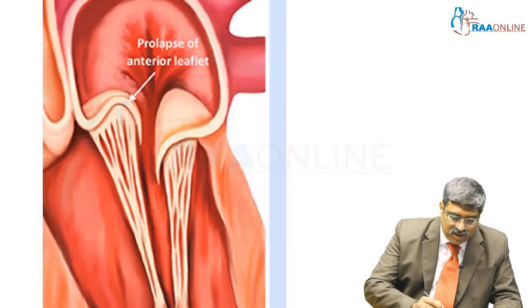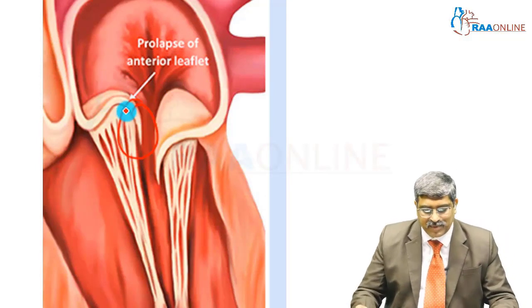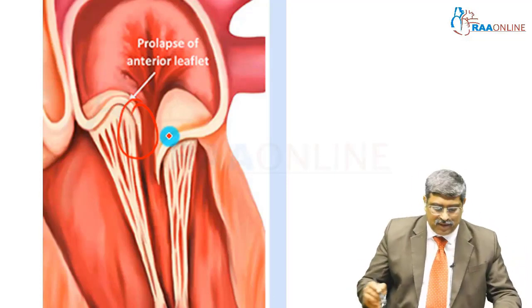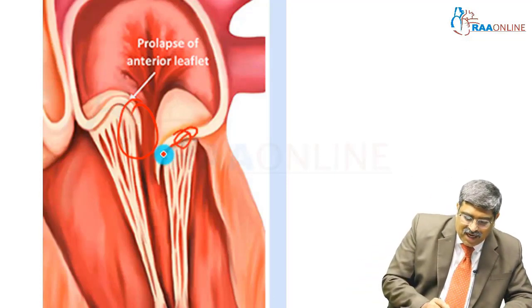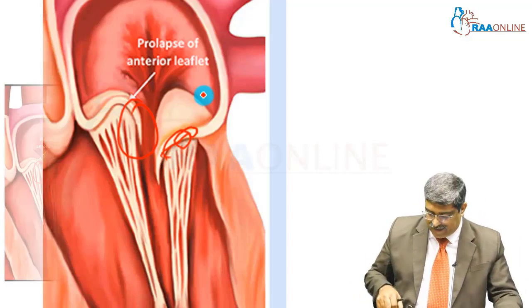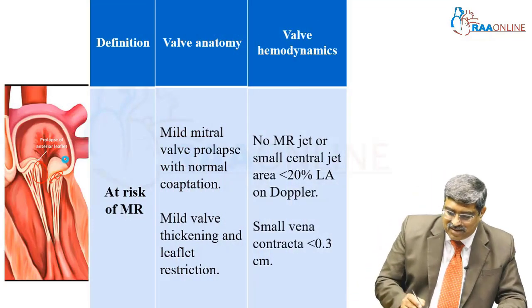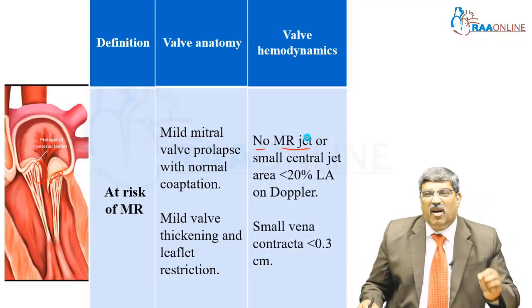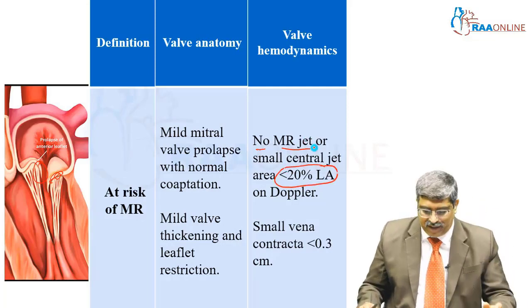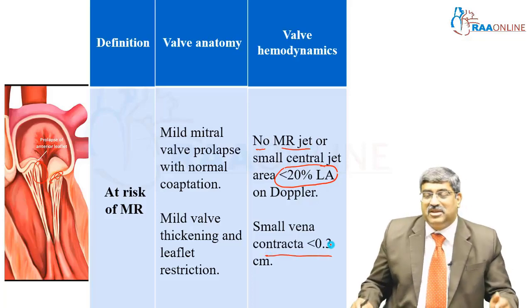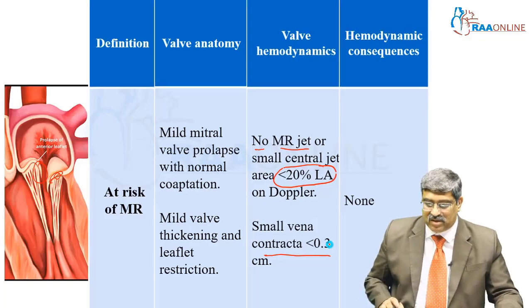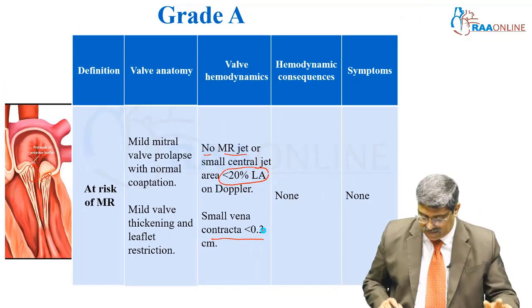Here there is going to be slight mitral valve prolapse, but the coaptation of both the leaflets will be normal. There may be mild valve thickening and the leaflet motion may be restricted. This is grade A, but your valve hemodynamics is: there is no MR jet or a small jet which occupies less than 20% of left atrium, small vena contracta which is less than 0.3 centimeter, and there are no hemodynamic consequences and no symptoms in at risk of MR.